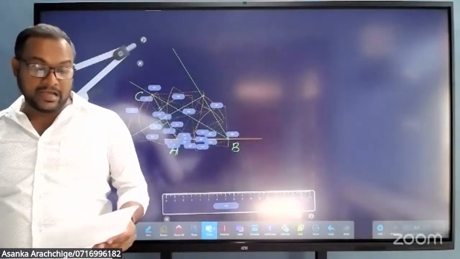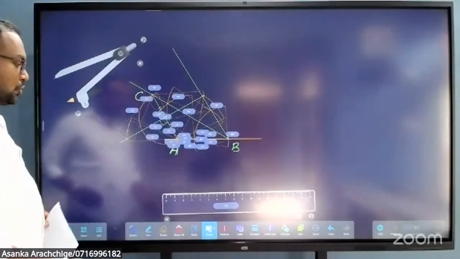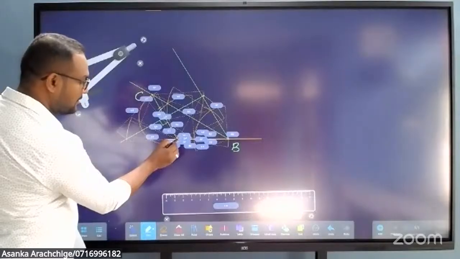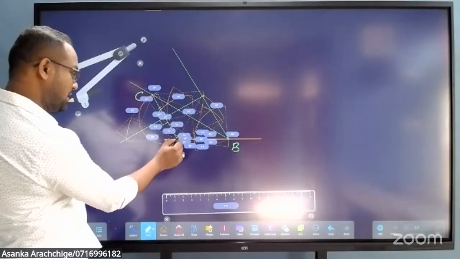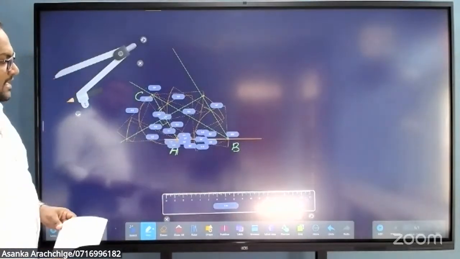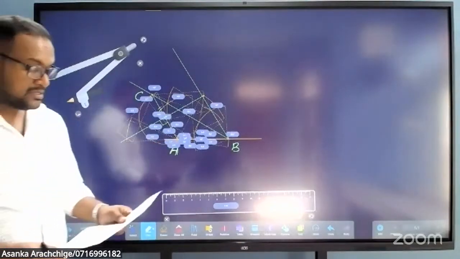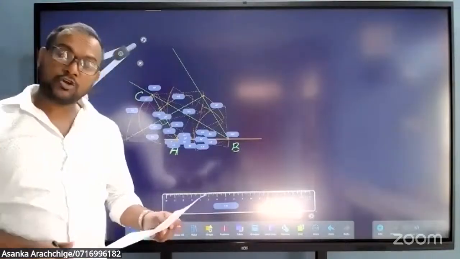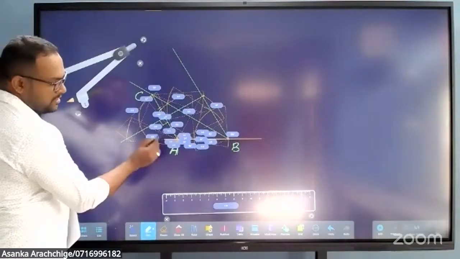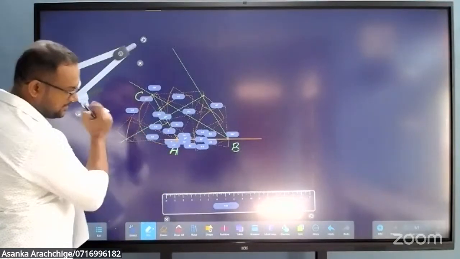Then Roman number 4. Construct a straight line through A parallel to BC. Through the point A parallel to BC. මෙන්න මේ A හරහා යන්න ඕනේ BC ට parallel. So this is BC. We have to construct a straight line through A parallel to BC, like this.